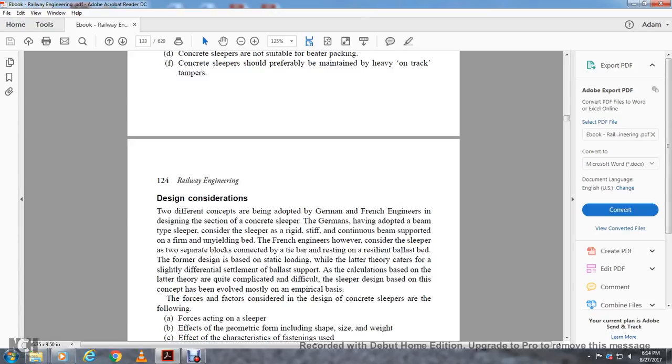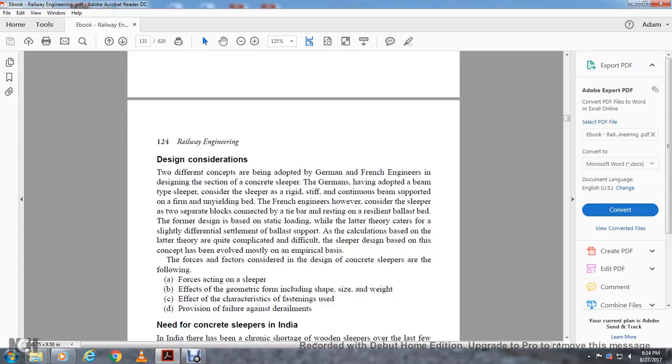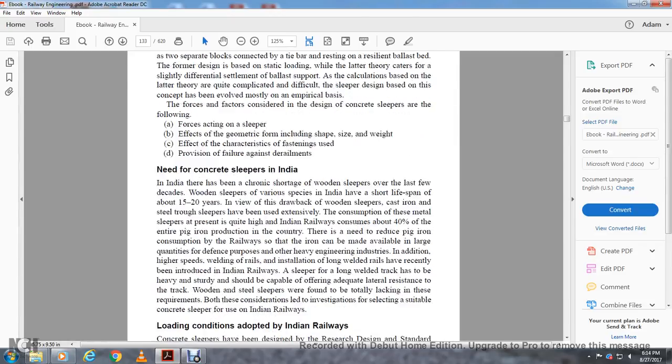The former design is based on the central load, while the latter theory caters for a slightly different settlement of the ballast support. The calculation based on the latter theory is quite complicated and difficult. Sleeper design based on this concept has evolved mostly on an empirical basis. The factors considered in the design of concrete sleepers are as follows: forces acting on the sleeper, the effects of geometric conformity including shape, size, and weight, the effects of the characteristics of the fastening used, and provision for failures against derailments.